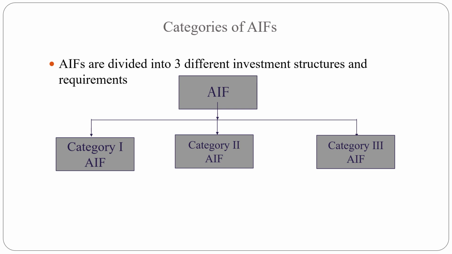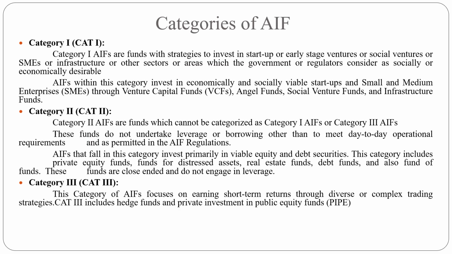There are three categories of AIF: category 1, category 2, and category 3. Now, what is category 1? Category 1 AIFs are funds which have strategies to invest in startups or early stage ventures, social ventures, SMEs, infrastructure, or other sectors or areas which the government or regulator considers as socially or economically desirable. AIFs within this category invest in economically and socially viable startups and small and medium enterprises through venture capital funds, angel funds, social venture funds, and infrastructure funds.